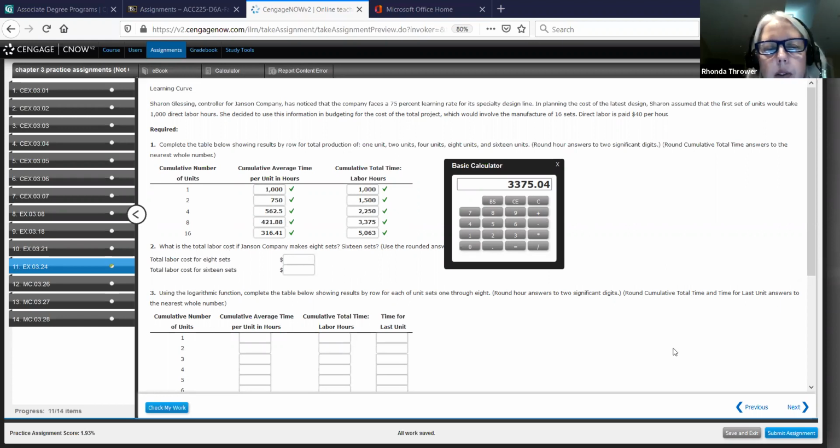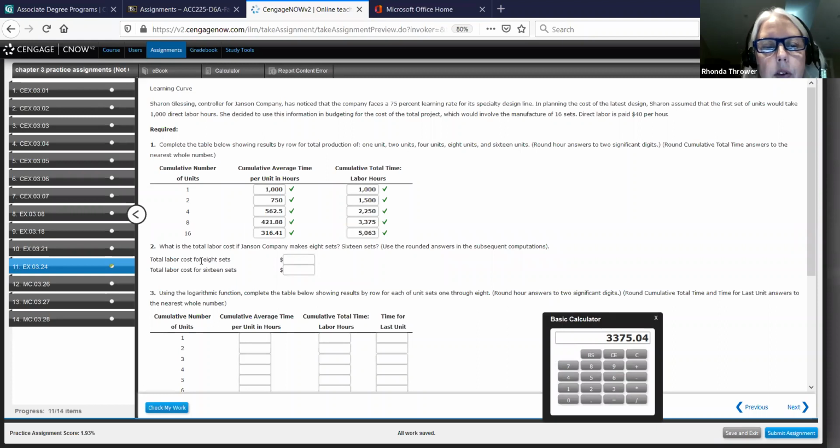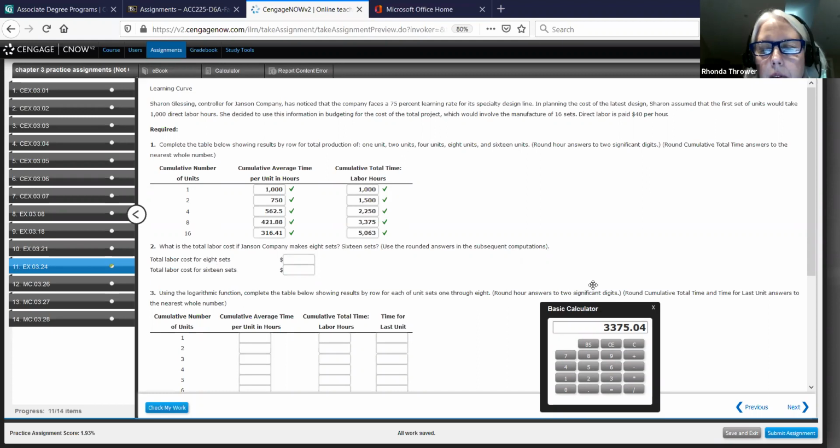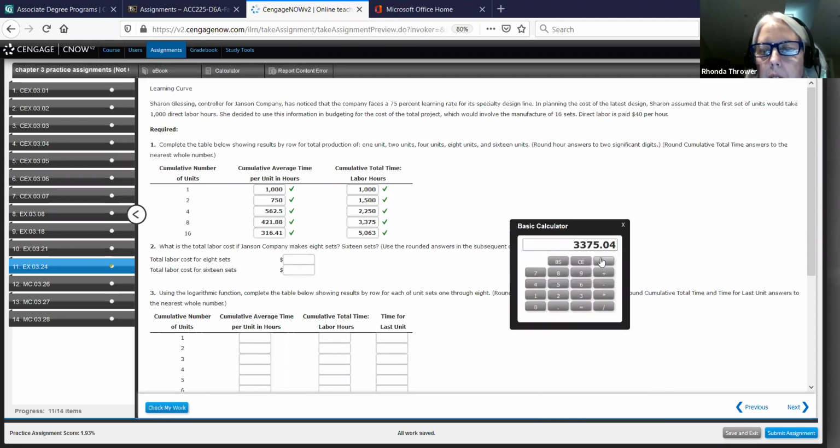In the next part of this, it's asking you, what is the total labor cost if Jansen Company makes 8 sets or 16 sets? So this is the cumulative total time. And if we're looking at 8 sets, the cumulative total time is 3,375 units. So I'm going to round this figure off to 3,375. I'm just putting in what we did here for the 8 sets.